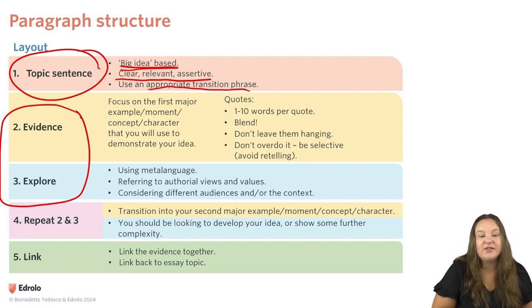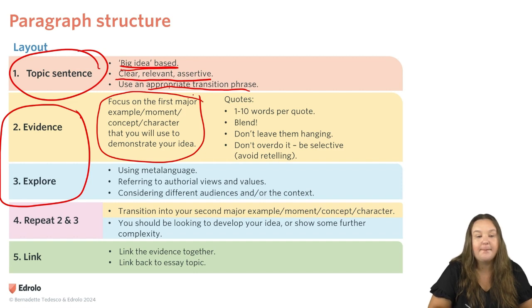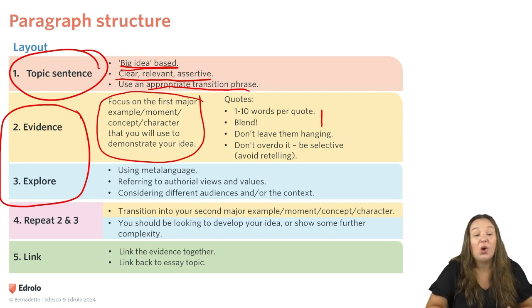When you're putting your evidence in, you want to think about what is your first example of a moment or a concept or a character that supports what you're saying. Your evidence is mainly going to be in the form of quotes. So when you're putting your quotes in to help blend your quotes in smoothly, you want to keep them nice and short. So a quote between 1 to 10 words is much easier to blend than a really long quote. It sounds much more natural.